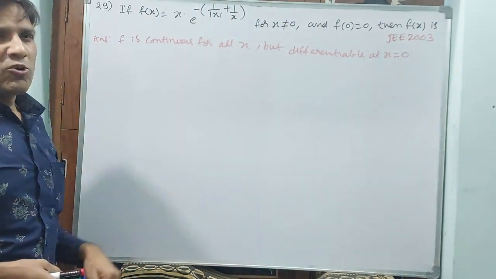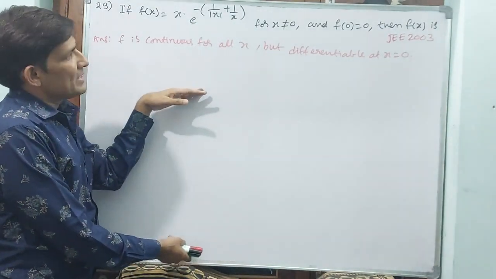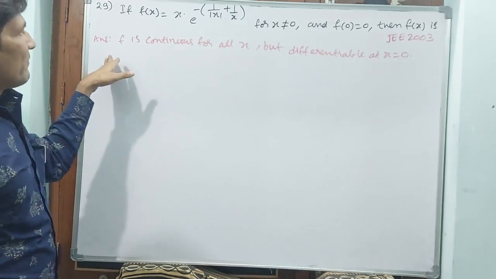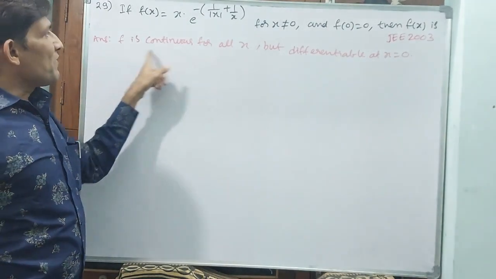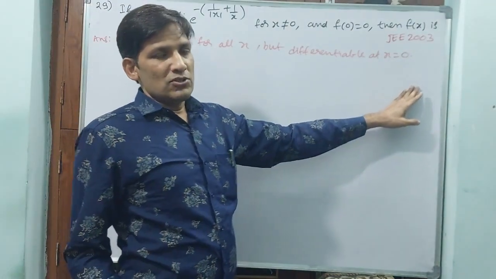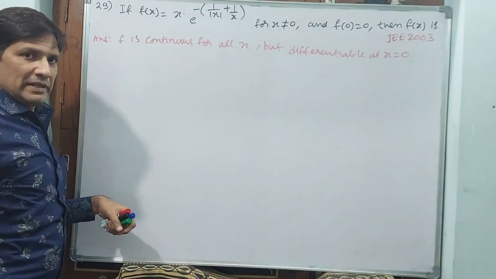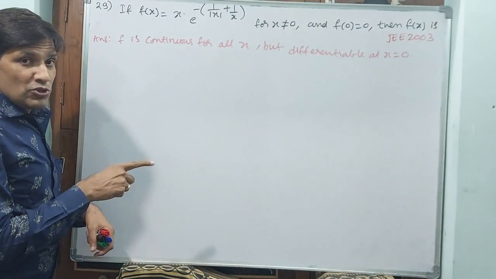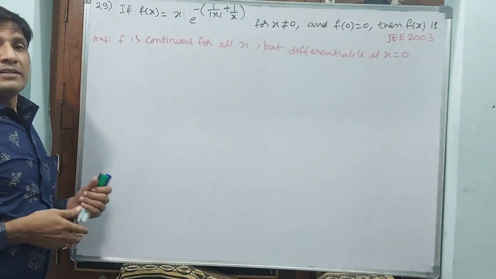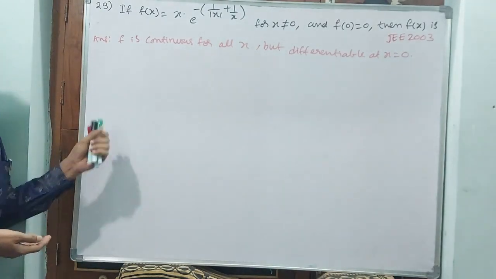And they have given 4 answers, but if I write all of them, I think 50% of the board is going to be occupied. That is why I have not written them. Only the main answer I have written: f is continuous for all x, but not differentiable at x equal to 0. That means this function is continuous for all values of x, but at x equal to 0 it is not differentiable. We will see how that comes.